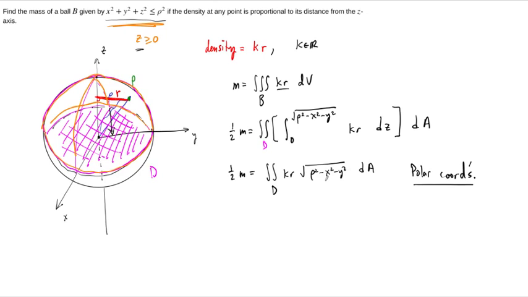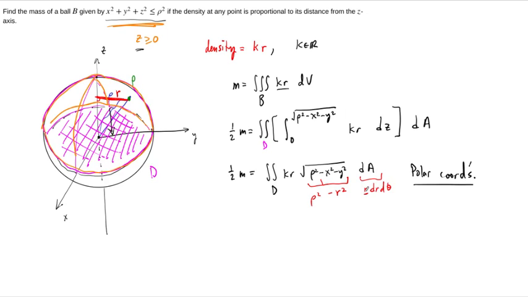But the changes that we have to make are the following. This minus x squared minus y squared, that's going to be minus r squared. So the entire radicand underneath the root here becomes rho squared minus r squared. Rho is a constant, r is our variable. And of course, our area element in cylindrical or polar coordinates is r dr d theta.